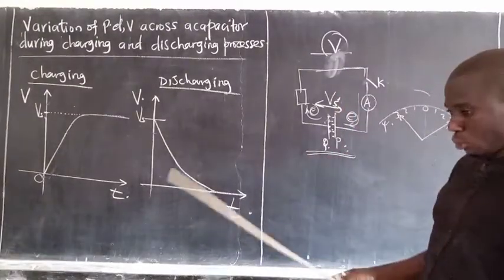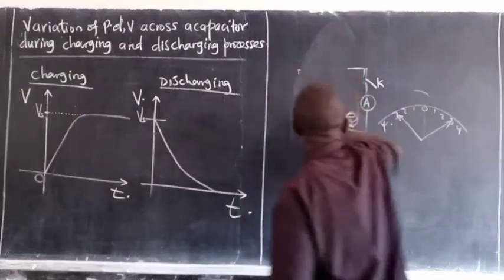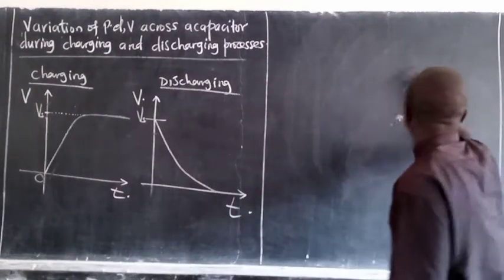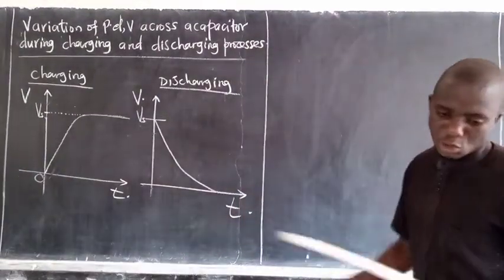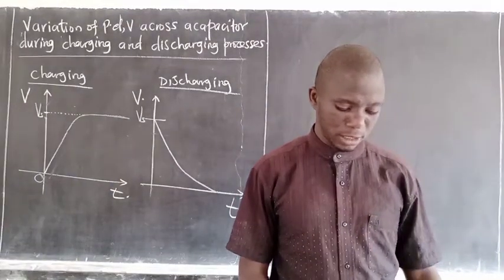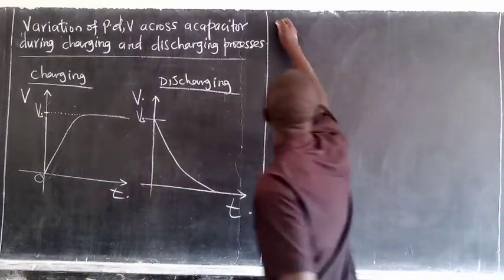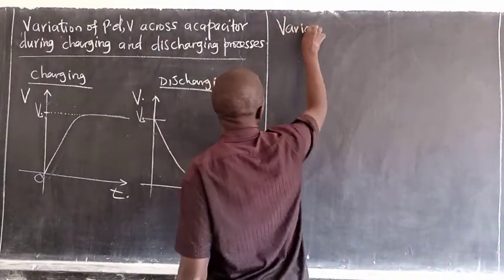Now, we also want to have the graph for the variation of the current. Variation of circuit current during the charging and the discharging processes.